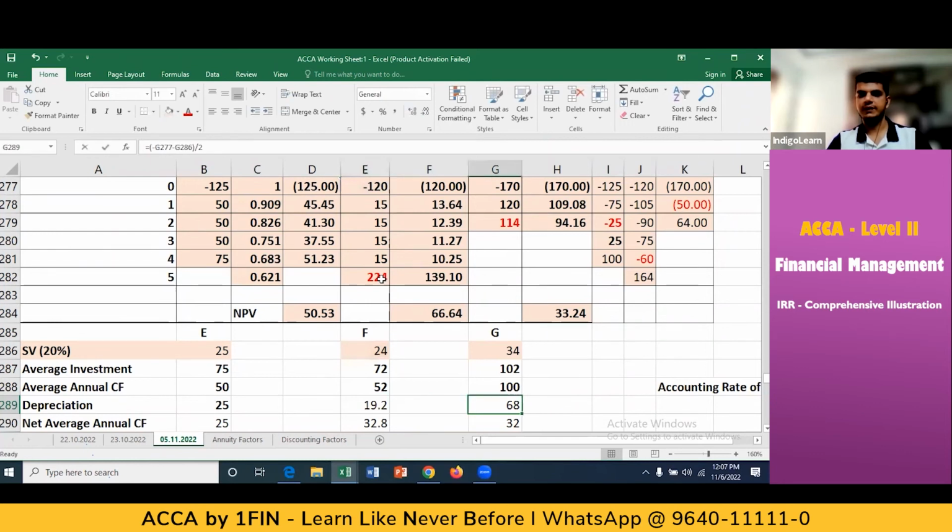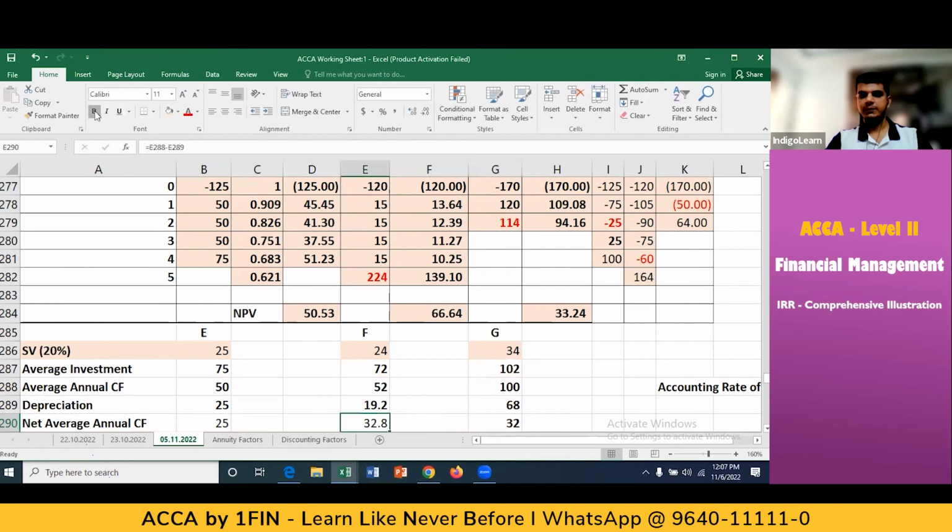Similarly, here it is 170 minus 34, that is scrap value, coming to 136 divided by 2. 2 years is the life. So 136 divided by 2 is around 68. So we got the depreciation. Now we can calculate the net average cash flow, that is none other than average cash flow minus depreciation. We'll calculate it for all.